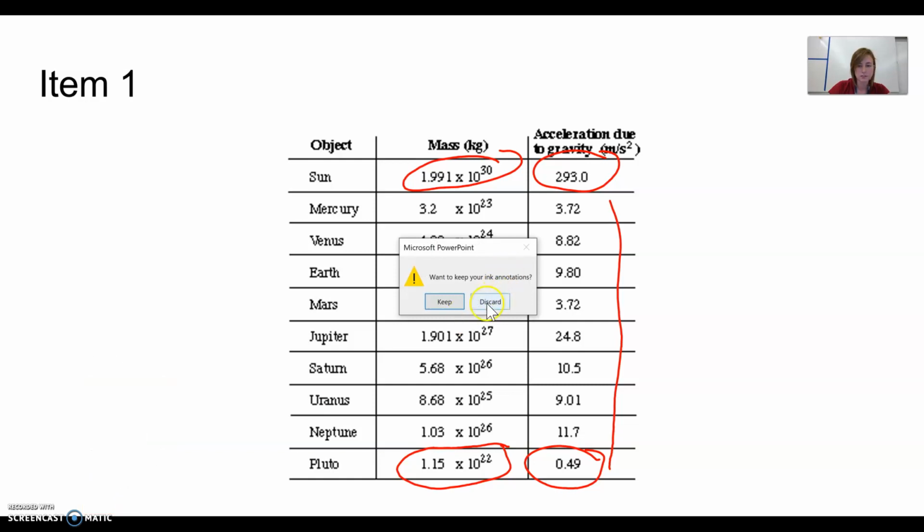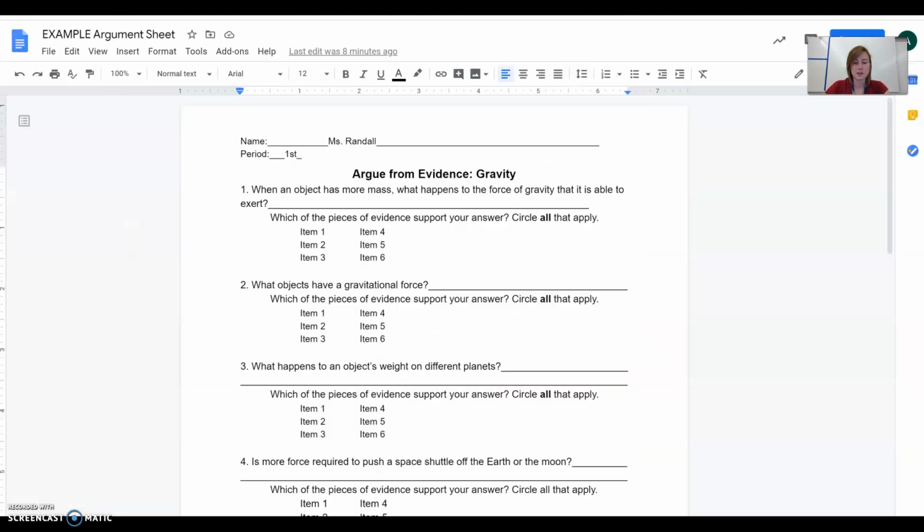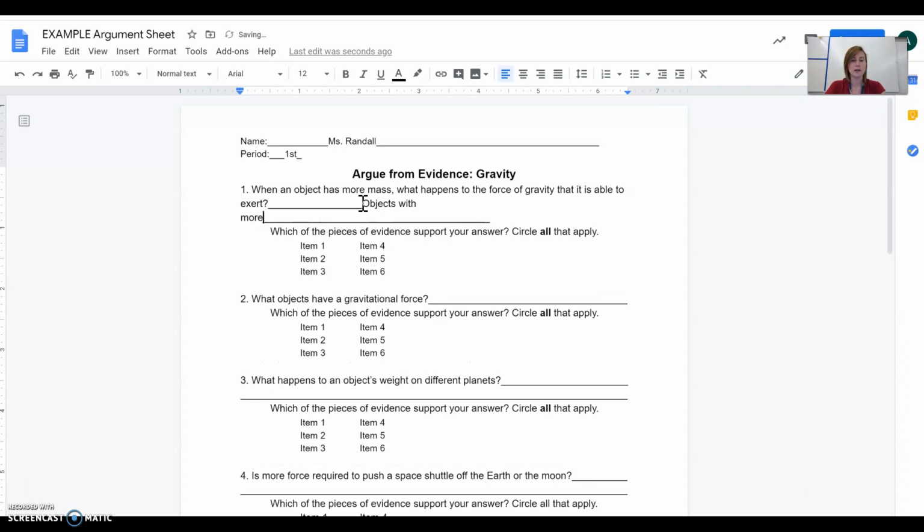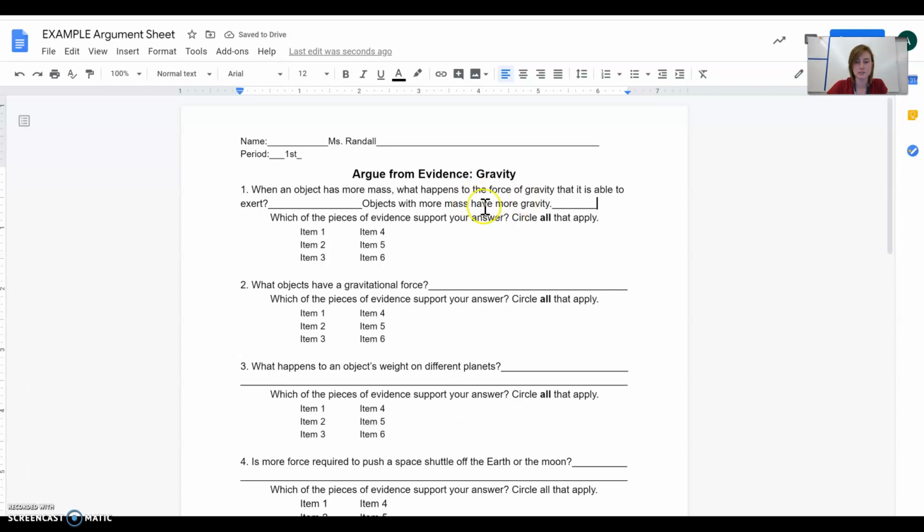Hopefully this works. And I'm going to go type that into my Google Doc. So it says, when an object has more mass, what happens to the force of gravity? I'm going to say objects with more mass have more gravity. And I'm going to delete some of this line so that it'll look better. See how that looks nicer when I delete that?